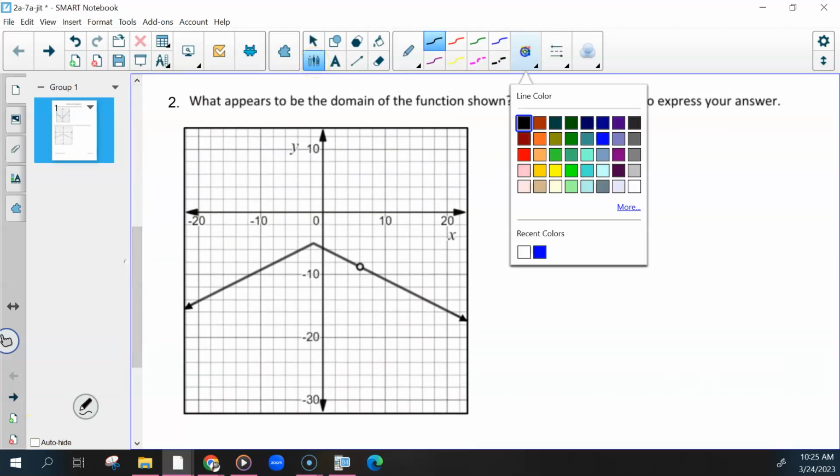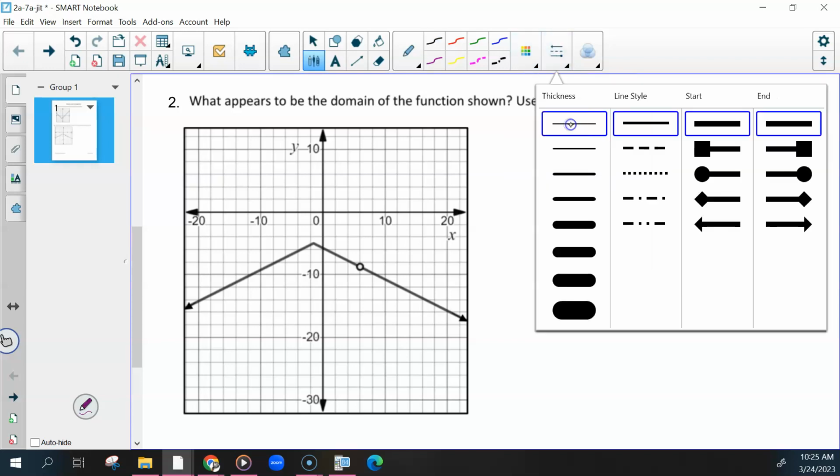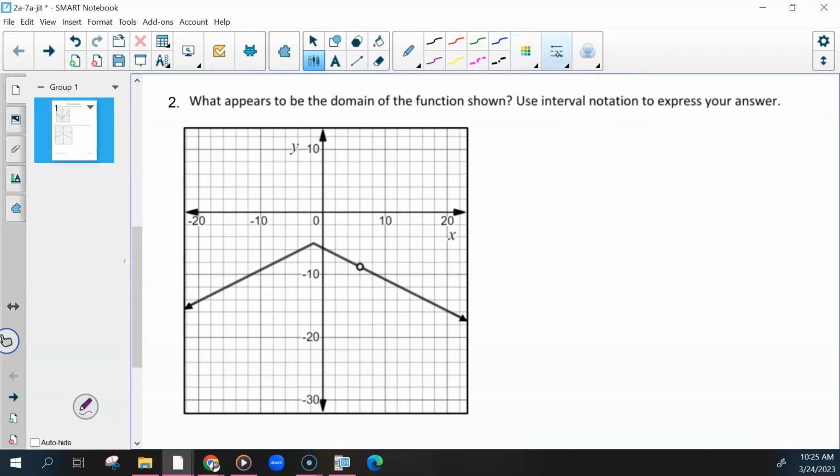So 2 is a little weird because it's not really something we talked about, but it's partially what we talked about. So when you're looking at the domain, you're looking left to right. If you were drawing in ceilings, the highest point, the floor, the lowest point, or walls, the furthest point to the left and right, this has arrows. So we don't really have walls. It's going to keep going left and right forever and ever in both directions. Except there's a point that's open.